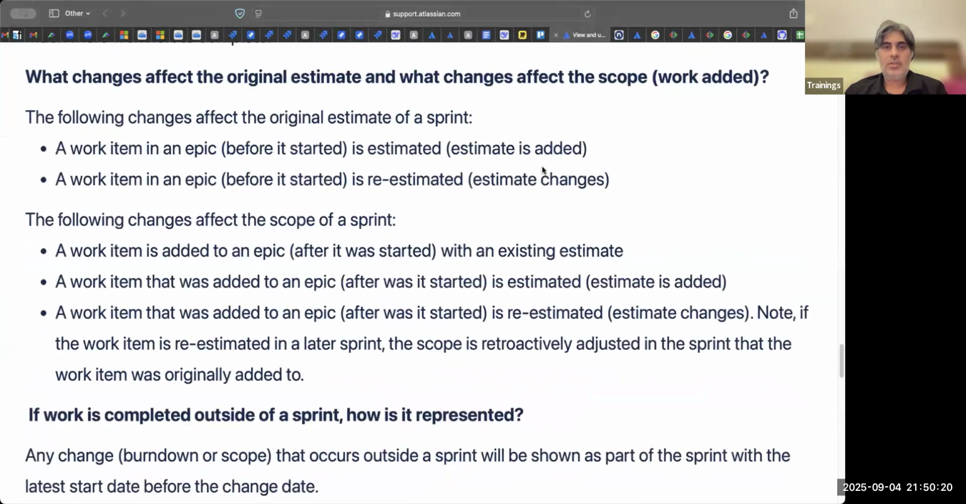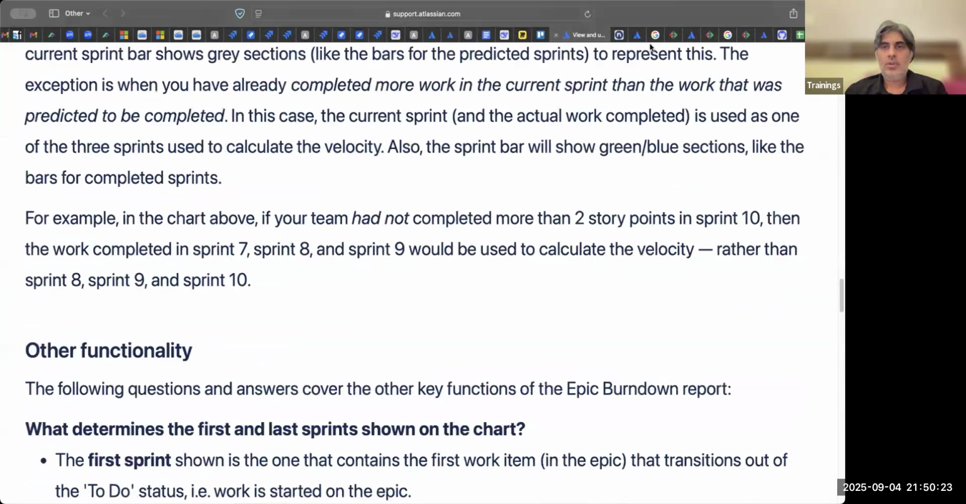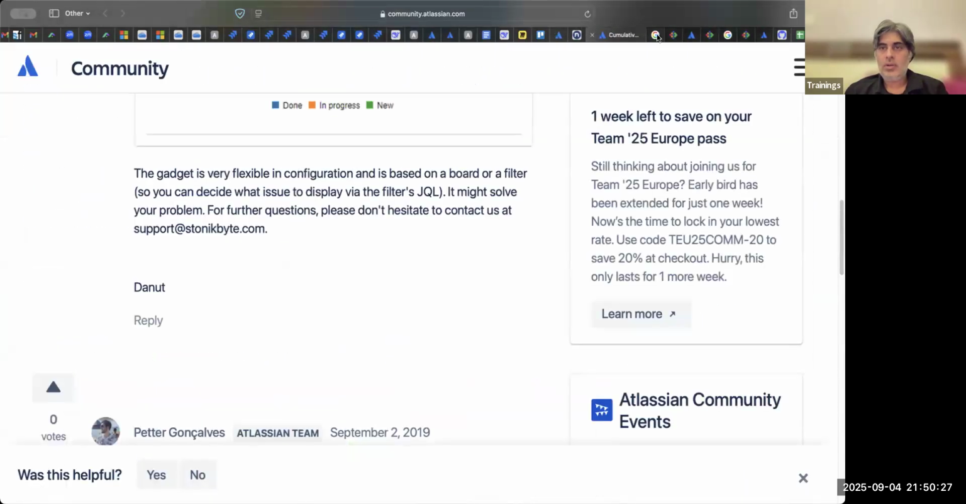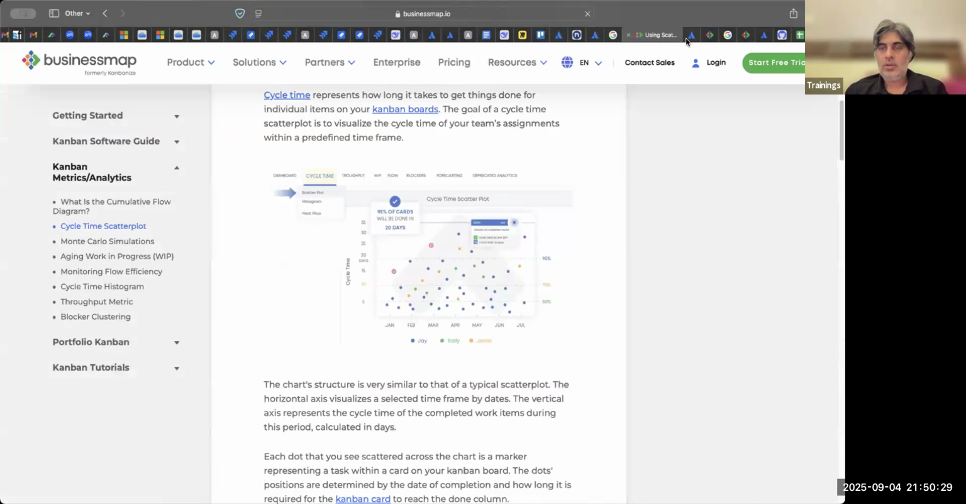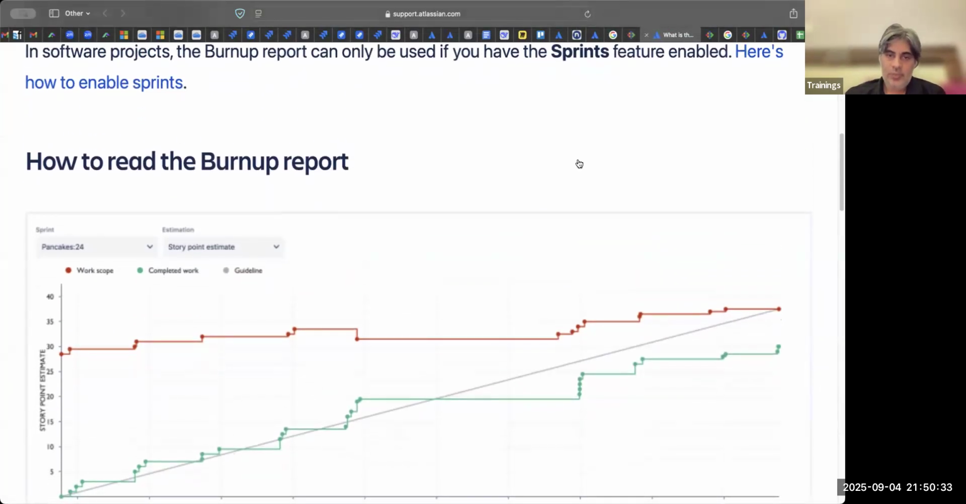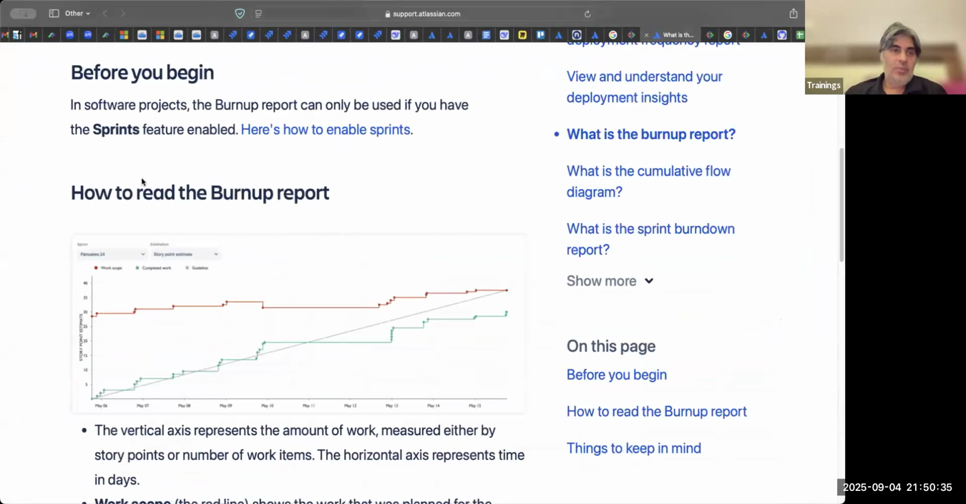Okay, one sec. This burn up. No, this is a different chart. Did I lose? Burn up. Okay, this is burn up. Okay, this is a burn up chart now. This is in burn down.